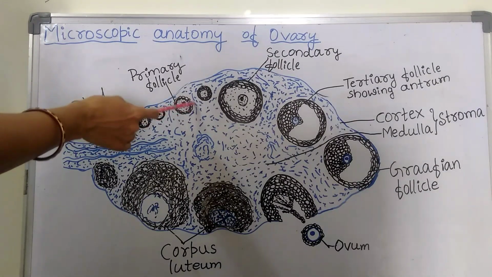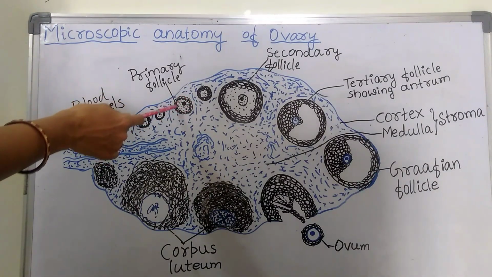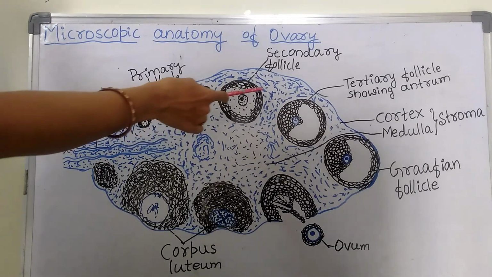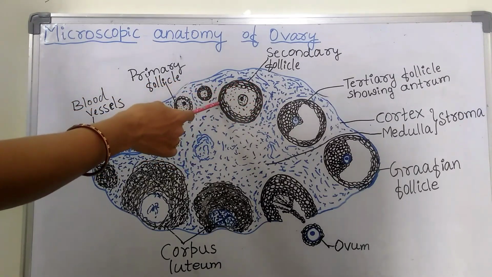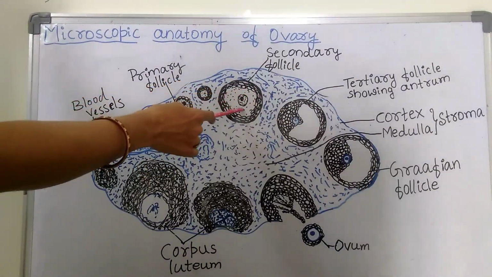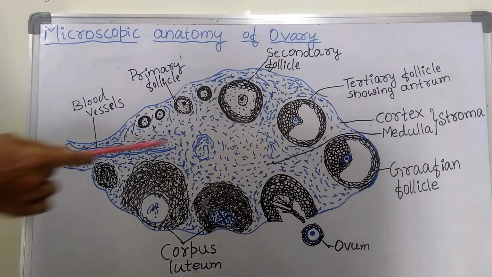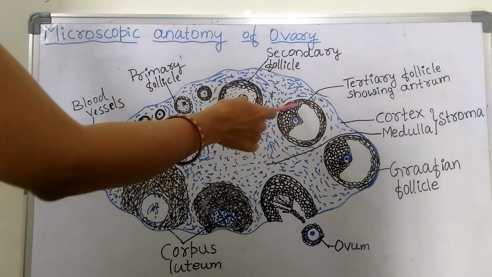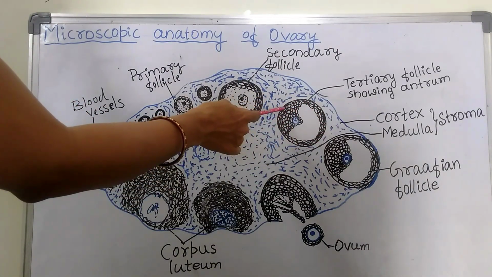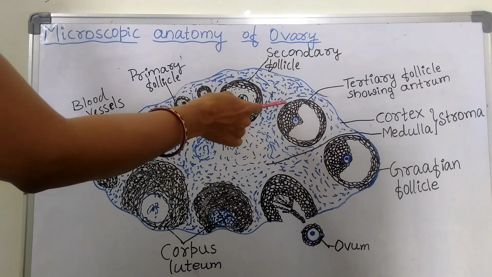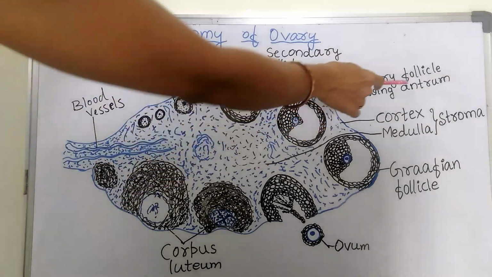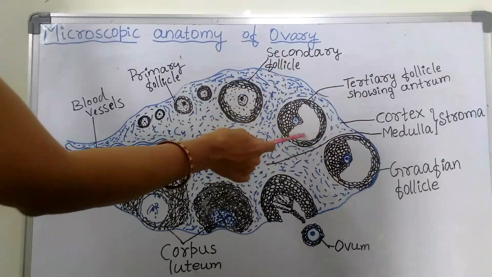See, this is the primary follicle, which is made up of a layer of granulosa cells, inside which the primary oocyte is present. Then many layers of granulosa cells and a layer of theca form the secondary follicle, inside which also the primary oocyte is present. Then the tertiary follicle is formed. The tertiary follicle contains many layers of granulosa cells, then inner theca interna and outer theca externa, and a fluid filled cavity called antrum. This is the tertiary follicle showing the antrum, a fluid filled cavity.